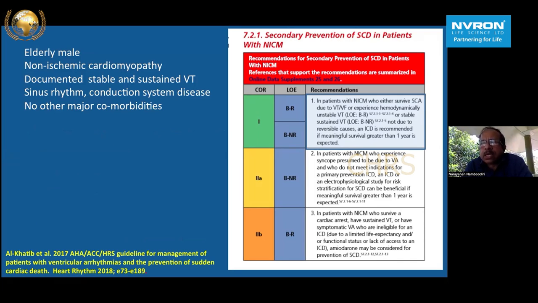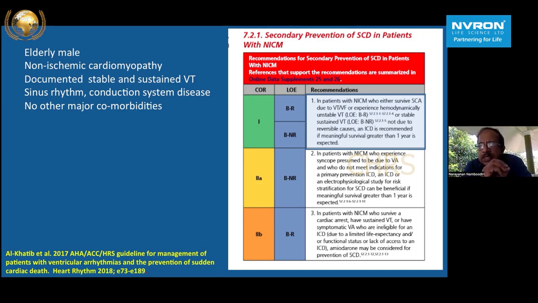experience hemodynamically unstable VT. For both of them, the evidence is from randomized studies. Or if they have a stable, sustained VT, like our case, the evidence is from non-randomized studies, not due to reversible causes. An ICD is recommended if meaningful survival greater than 1 year is expected. In all the ICD recommendations, one thing is common. That is, if meaningful survival greater than 1 year is expected.